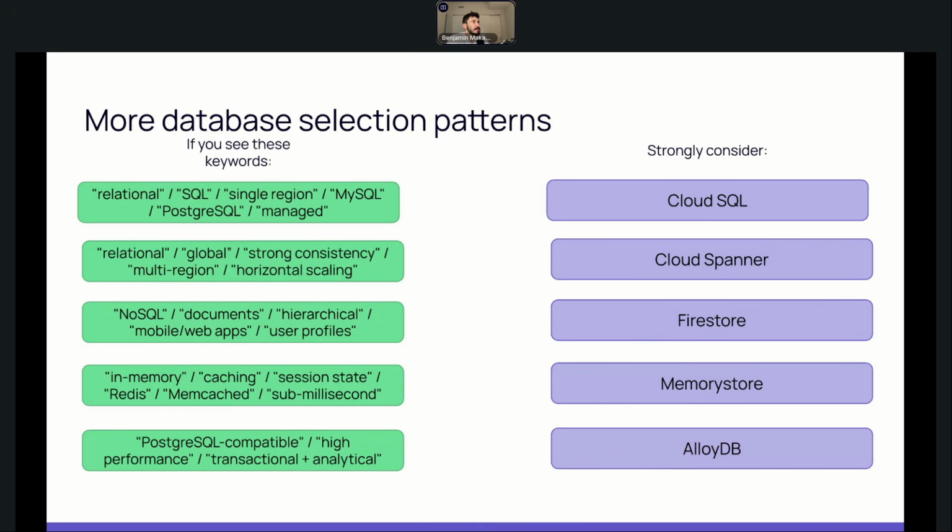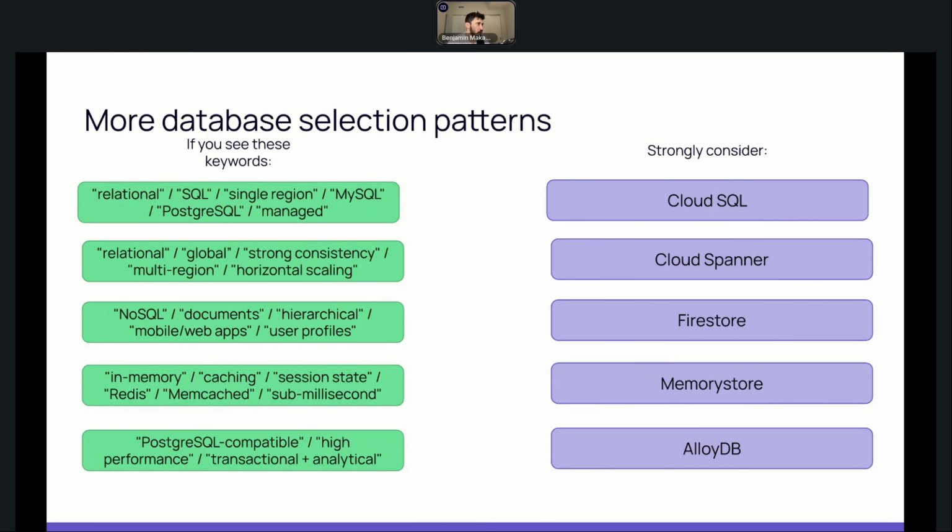Okay, more database selection patterns. I'm not going to go over the ones that were already in the first couple sections. We went over BigQuery and Bigtable there. Otherwise, those would be in this list. Cloud SQL, you should think of Cloud SQL if relational is mentioned. If SQL is mentioned, it shares that with BigQuery, right? But it's for very different workloads. It's a transactional database, not an analytics database. And if it mentions single region, PostgreSQL, MySQL, or managed, Cloud SQL is a managed service, then you should consider Cloud SQL.